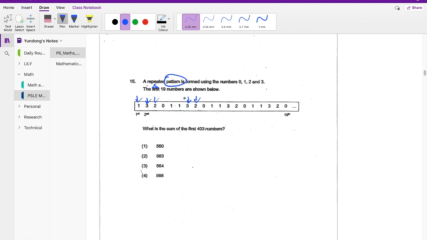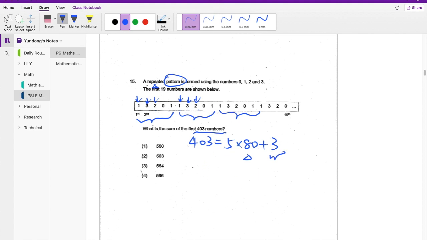Then before that you have 1 here. We can see there is a pattern like this: 13201, 13201. Here it has 13201. So this is a pattern that appears every 5 numbers. What he asks is, what is the sum of the first 403 numbers? If one pattern has 5 numbers, then for 403 numbers, how many patterns are there? This equals 5 times 80 plus 3. So there will be 80 patterns, and for the last part we have the first 3 numbers.